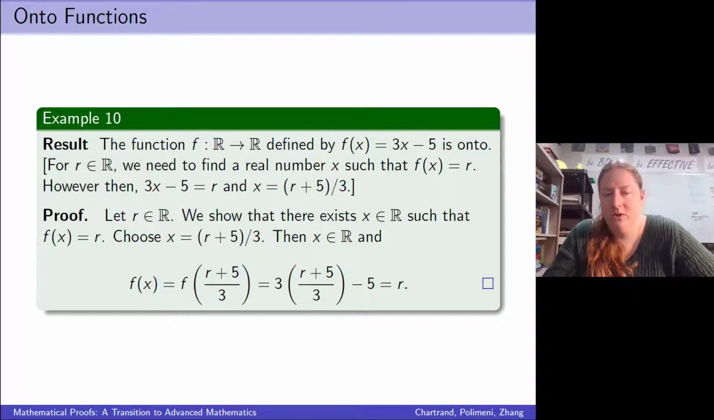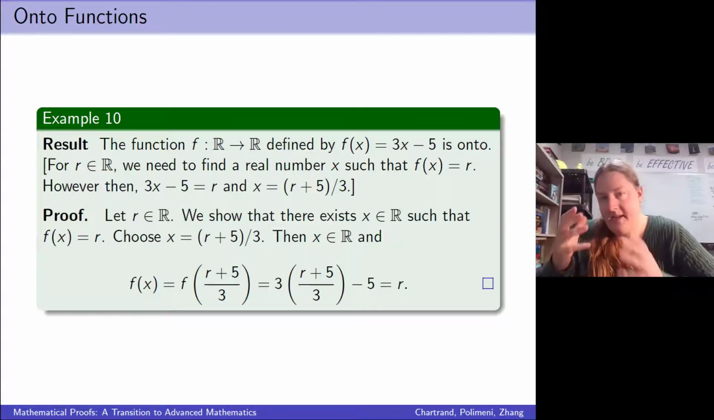This is kind of like our preparation for our proof. So we're thinking what we really need is 3x minus 5 equals r, where r is just any generic real number. Well, if we solve for x to figure out what that needs to be, then x is going to equal (r plus 5) divided by 3. So I can do this for any real number r. Those are legal moves. I'll never be dividing by 0 or anything like that. So that's a legitimate value that I can take for x. It's definitely a real number.